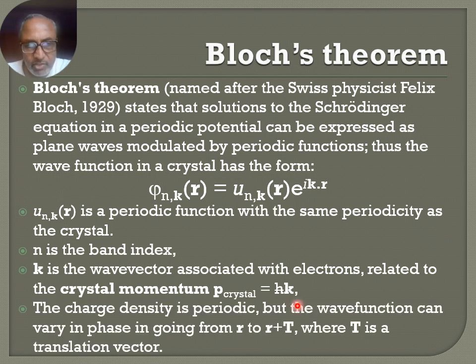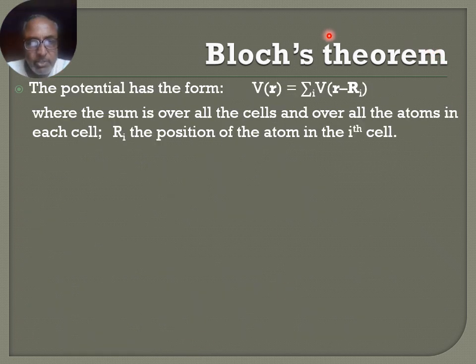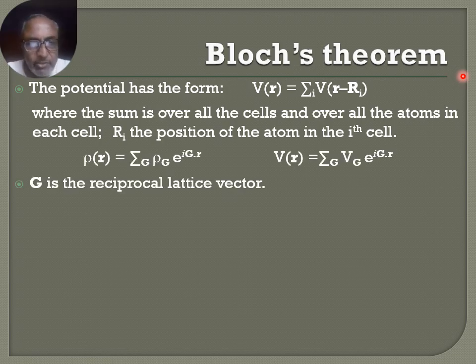The charge density is periodic, but the wave function can vary in phase in going from r to r plus t, where t is a translation vector. The potential has the form V(r) = Σ_i V(r − R_i), where the sum is over all the cells and over all the atoms in each cell. R_i is the position of the atom in the ith cell. Then we can expand the density as Σ_G ρ_G e^(iG·r), where G is the reciprocal lattice vector, and the potential as Σ_G V_G e^(iG·r).